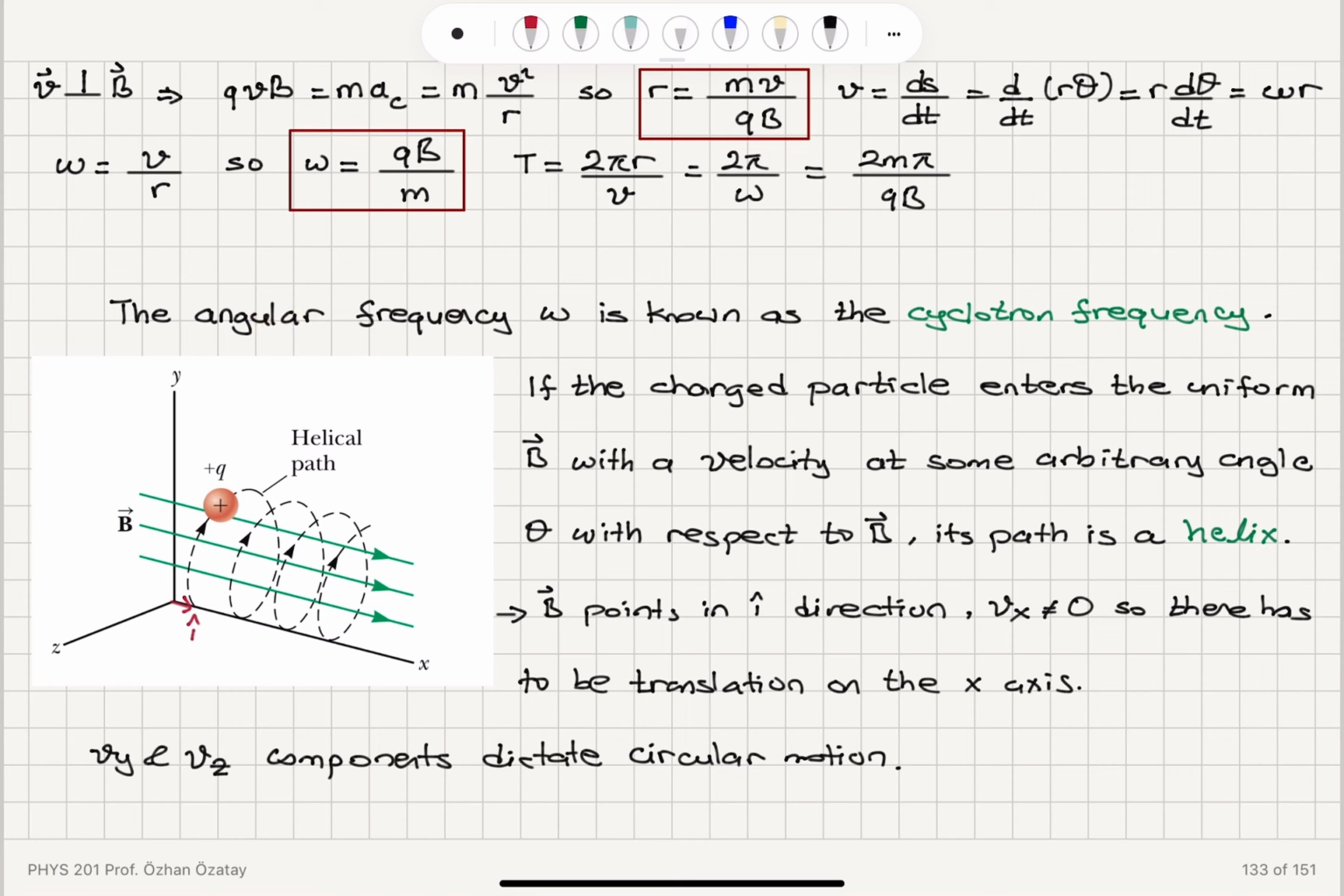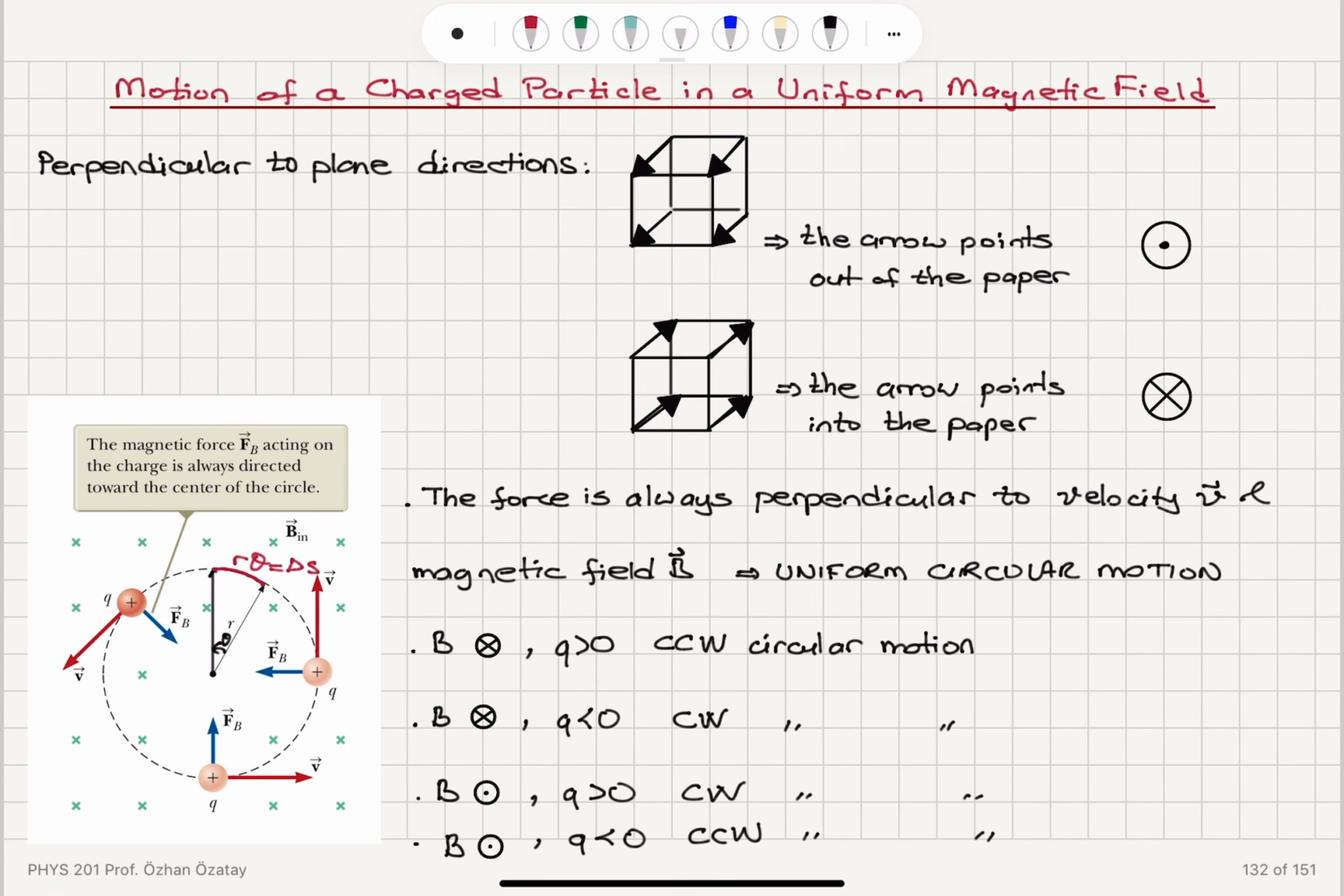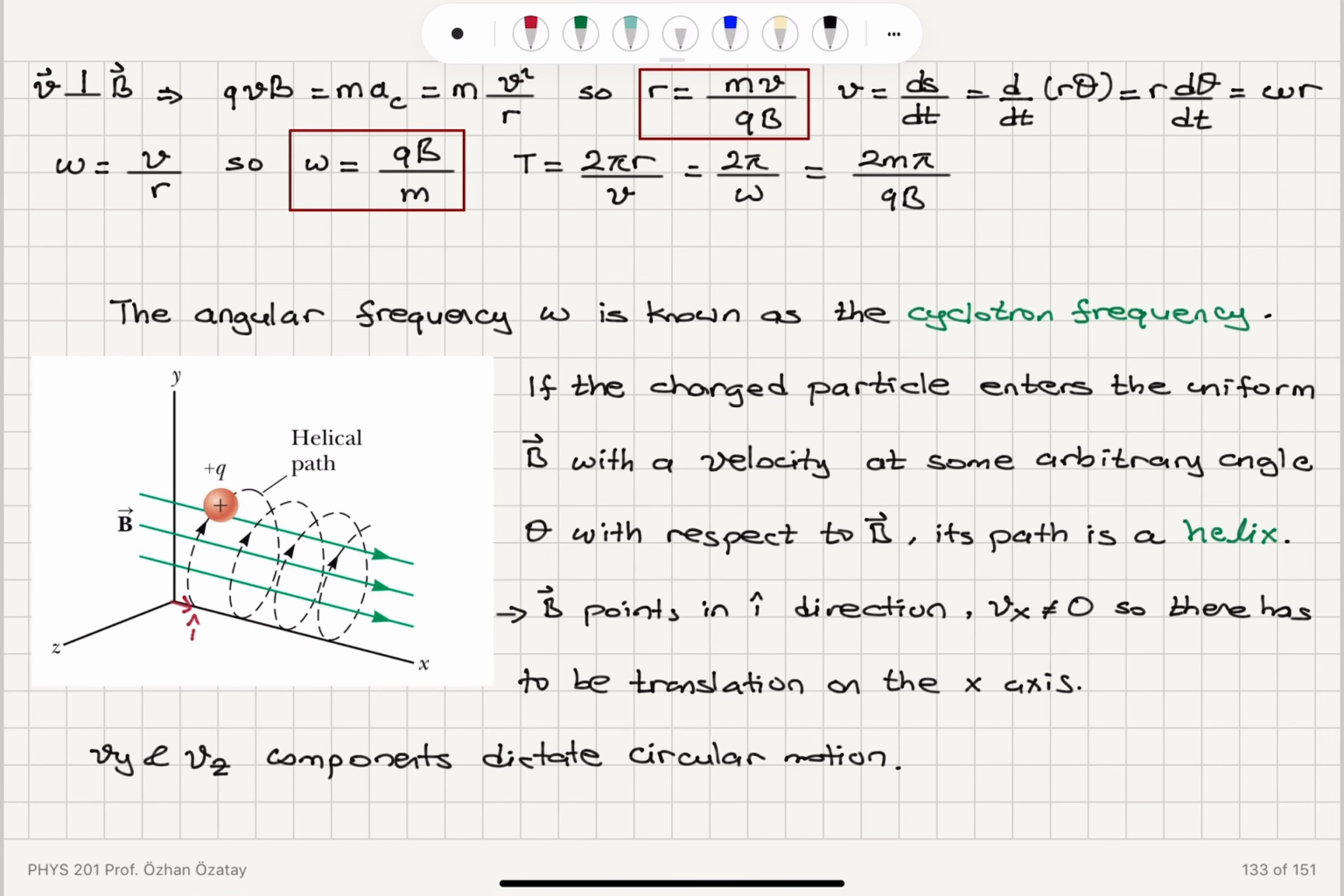The angular frequency omega is known as the cyclotron frequency, and it's basically equal to v over r, which is qB over m, and the period is 2m pi over qB. Now, if we consider a different situation, if the charged particle enters the uniform magnetic field with a velocity at some arbitrary angle, not at 90 degrees as in this scenario. So if the velocity vector has a component that points into the page, for example, we will have a different path. The path is called a helix.